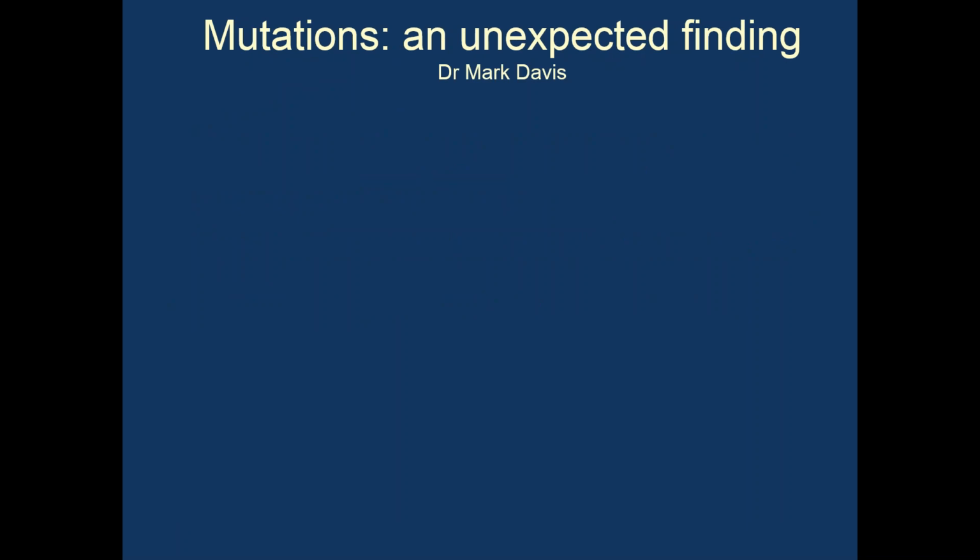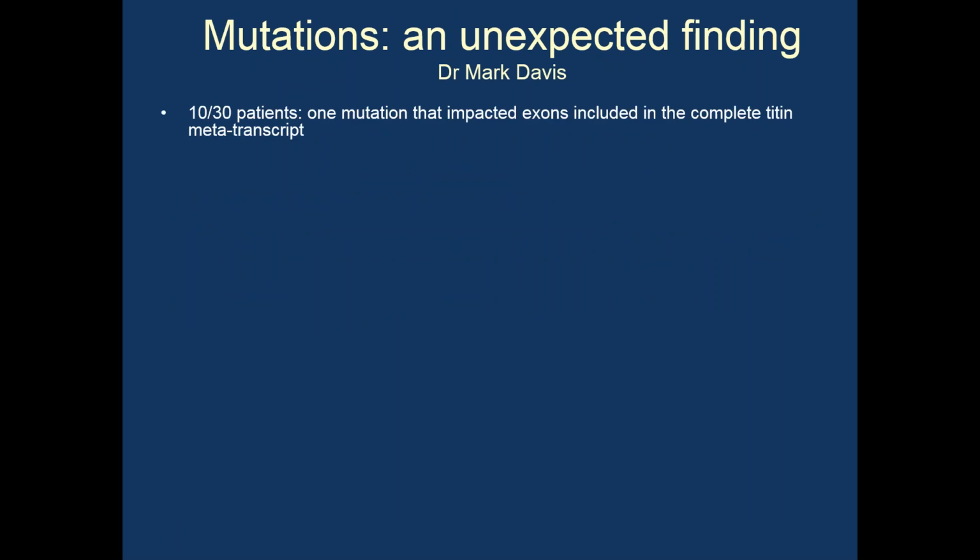An unexpected finding. This is work by my close colleague, Mark Davis, who works in Perth. He did a lot of the mutation work and the mutation curation for our project, and he did that extremely well. He realised that 10 of the 30 patients in our cohort had one mutation that impacted exons that were included in the complete transcript that we've been looking at in a couple of images, but that did not impact exons that were included within the single skeletal muscle isoform that we knew about. So that was a little bit unexpected.